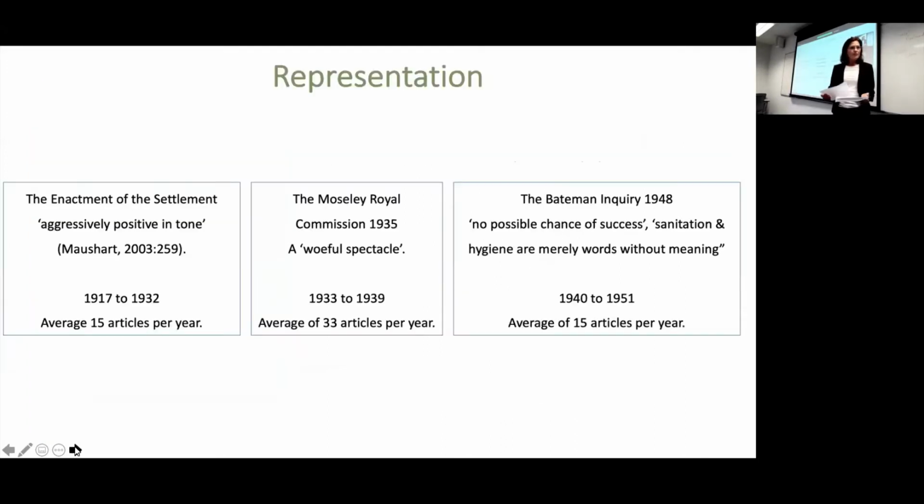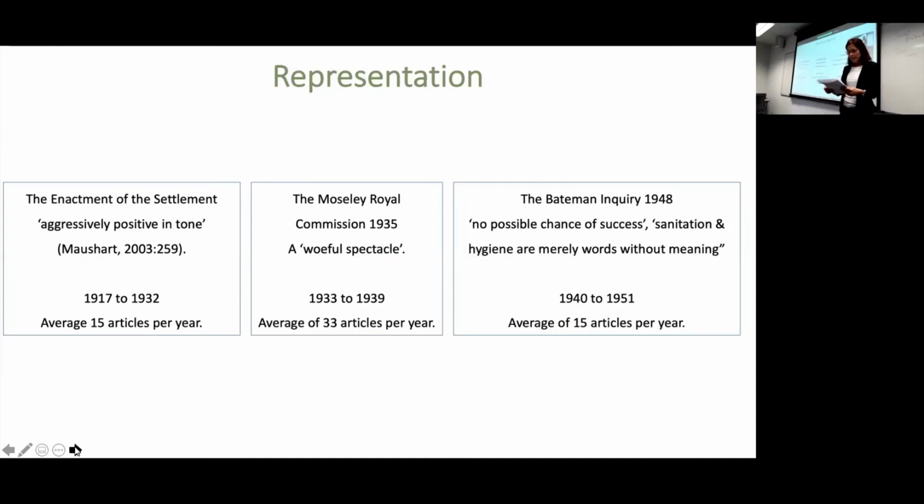Thank you. So with representation, what I looked at was the Western Australian newspaper. And what I go through in my thesis is that there were three key elements. The first element was the enactment of the settlement, and this pretty much was between 1917 to 1932. It was, as Susan Mousehart says, aggressively positive in tone in its representation in the West Australian newspaper.